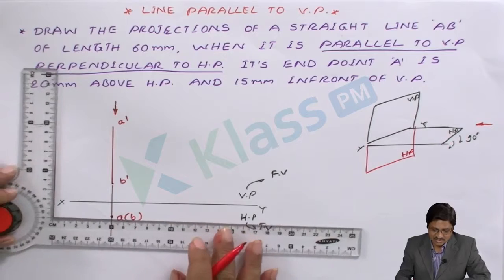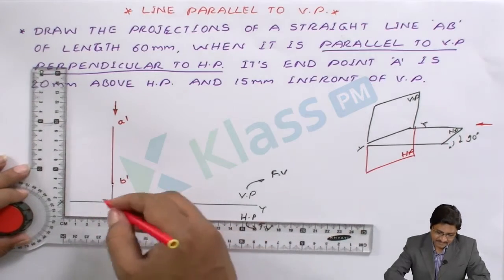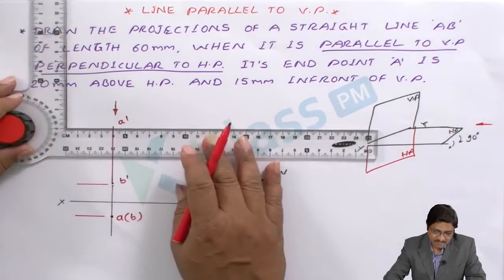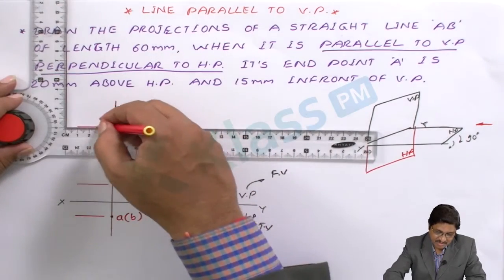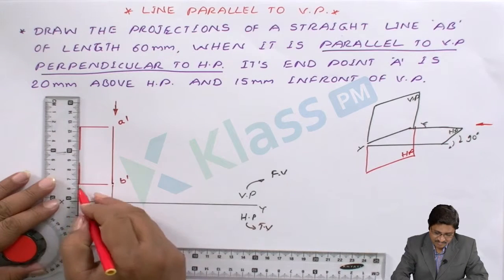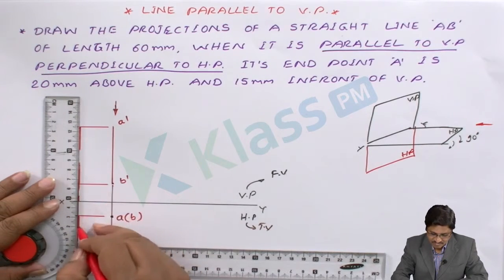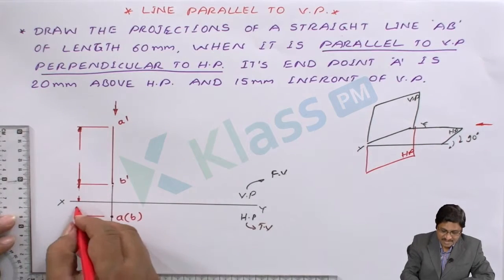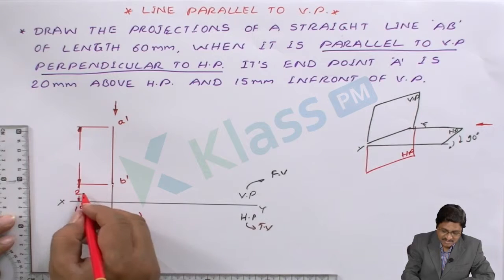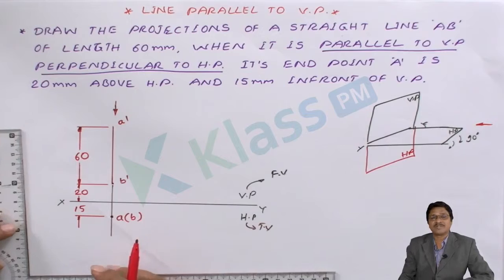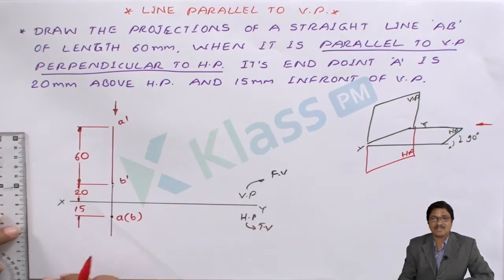After that, show the dimensions clearly. Once you are showing the dimensions, our part of the solution will be completed. Being given 15 mm, it is of 20 mm and it is of 60 mm. So now you are able to represent the solution, the front view as well as the top view.